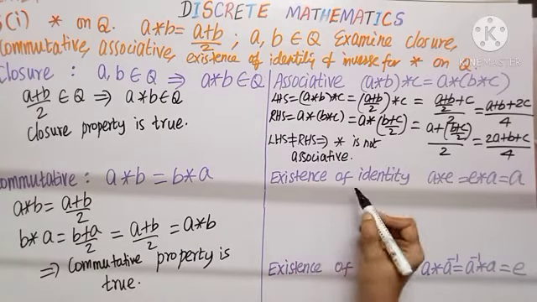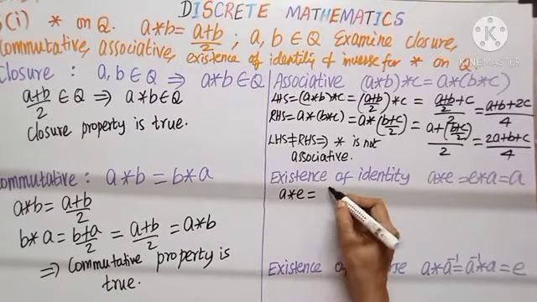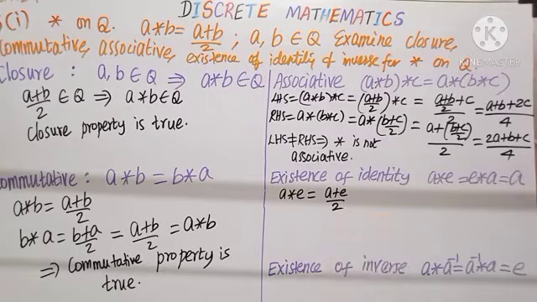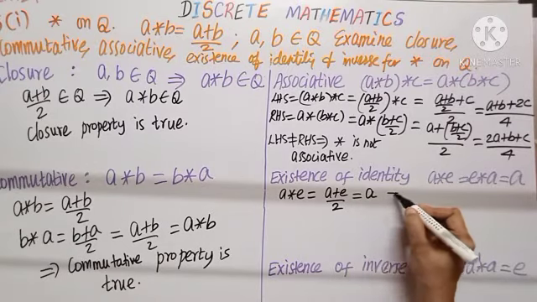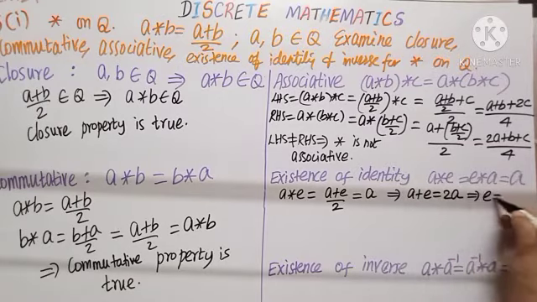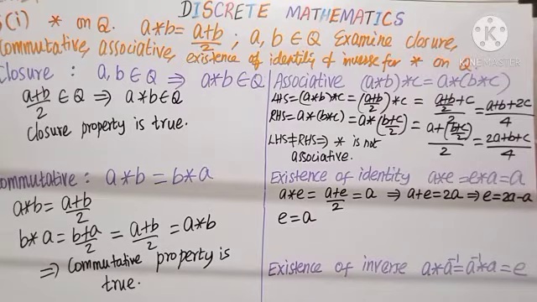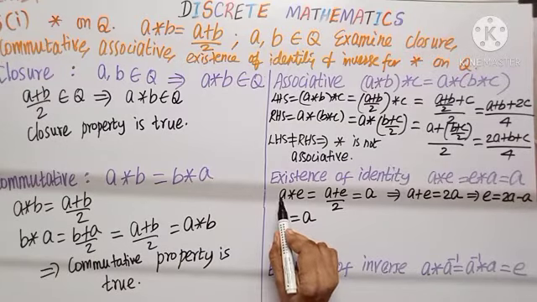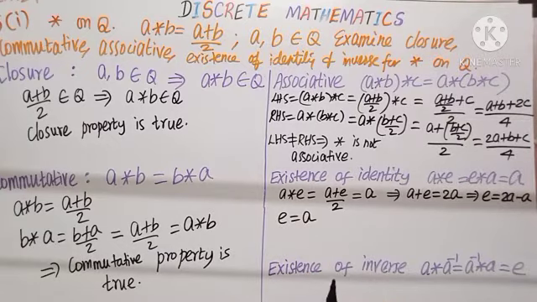The next heading, existence of identity. A star E. What is the formula? Add, divide by 2. A star E should give me A, so this answer must be A. Cross multiplying, A plus E equals 2A. Or I will say E is 2A minus A, or else I get E equals A. If I take A, my answer is A. If I take B, my answer will be B. So E cannot be changing in a particular problem.